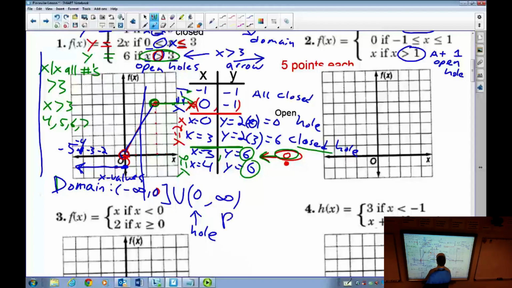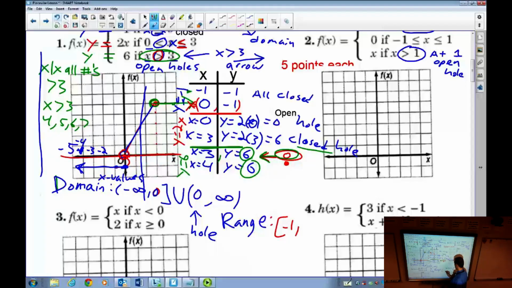Now, the range for this particular problem. The range is the y values, so we'll do that in red. Y values. So you're going to start off from the bottom and work your way up. So no y values, no y values, no y values. Oh, there's one at -1 by itself. So for the range, we're going to go ahead and do -1 by itself, comma, and then a hole at 0.